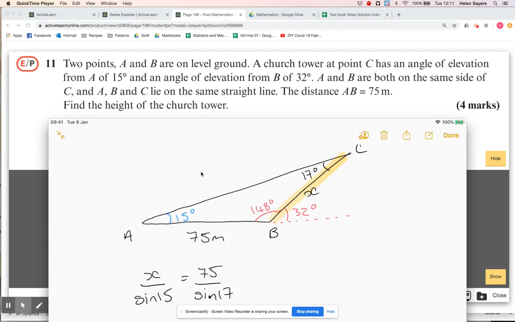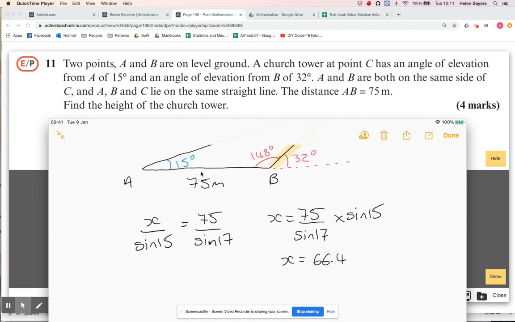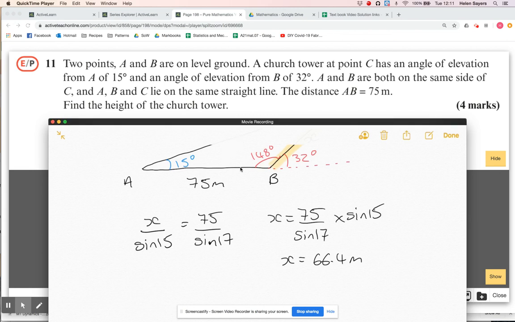So x is going to be 75 over sine 17 and then times by sine 15. So that's straight to the calculator. 75 over sine 17 times sine 15. That's giving me x is 66.4 meters. That's been rounded. I'll keep the more exact answer in my calculator. So how is that helping me?